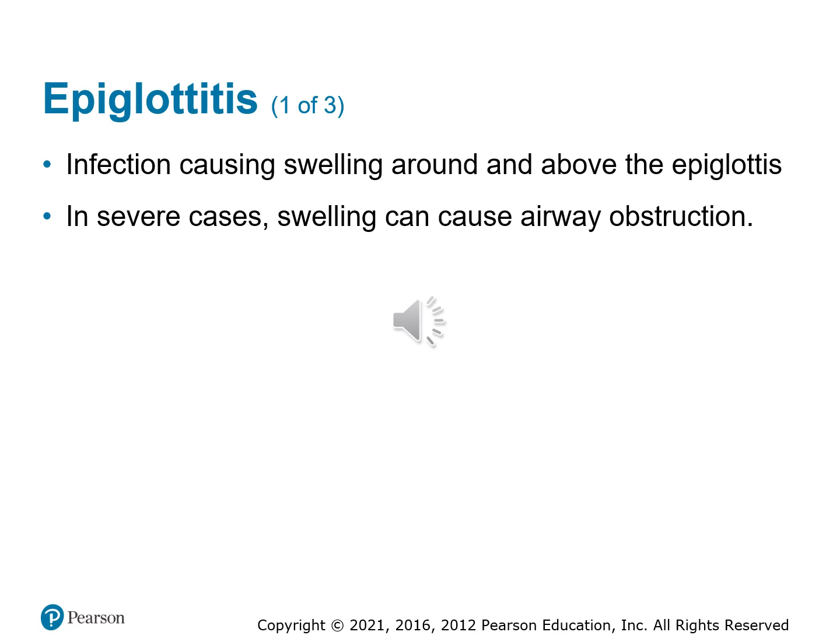So if you recall, the epiglottis is that little flap that covers the trachea so that you can't get food or liquids and things into the lungs. But epiglottitis is where we actually have an infection of the epiglottis. In severe cases, this can cause swelling to the surrounding tissue, and it can cause an airway obstruction.